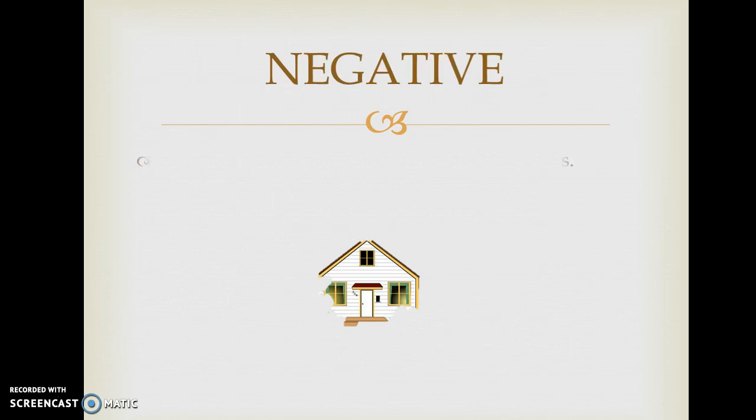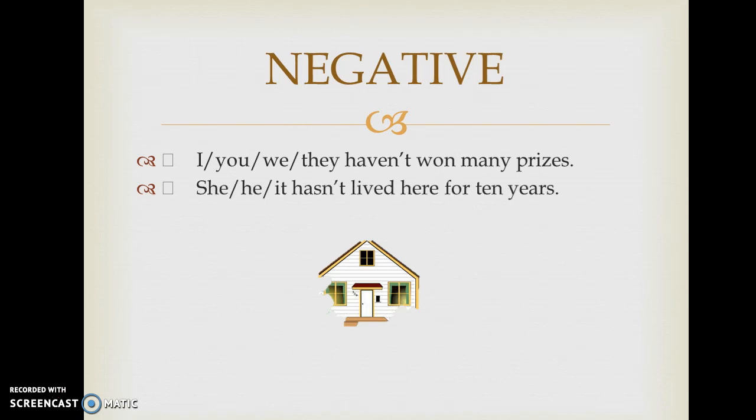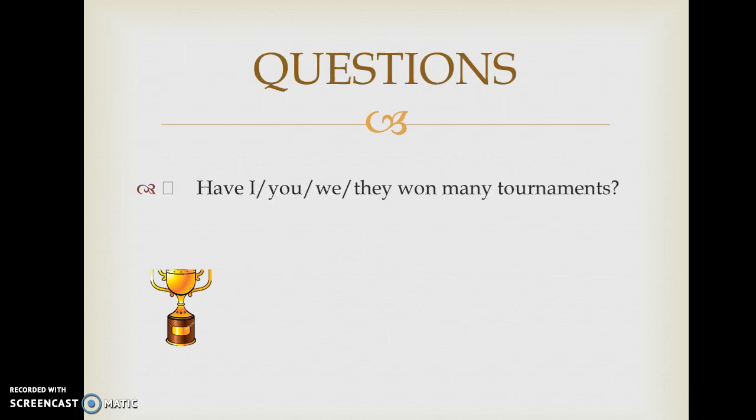Negative form, we just change the auxiliary have to haven't and has to hasn't. I, we, you, they haven't won many prizes. He, she, hasn't lived here for 10 years. Now for questions, as usual, we begin with the auxiliary have, I, we, you, they, and the past participle won many tournaments; has, he, she, it, and the past participle of the verb lived here for 10 years.